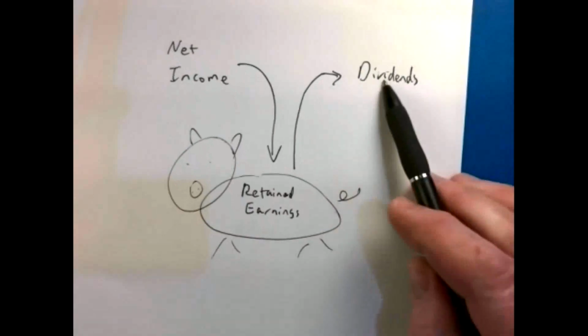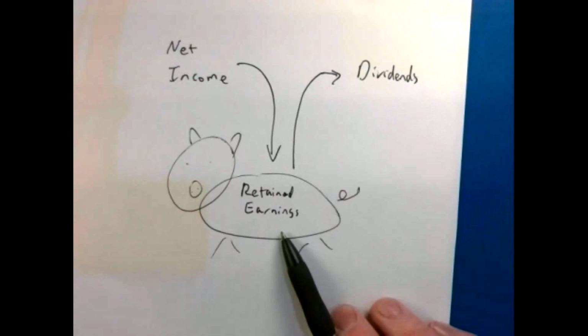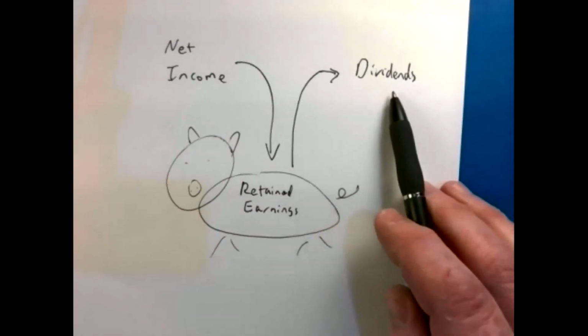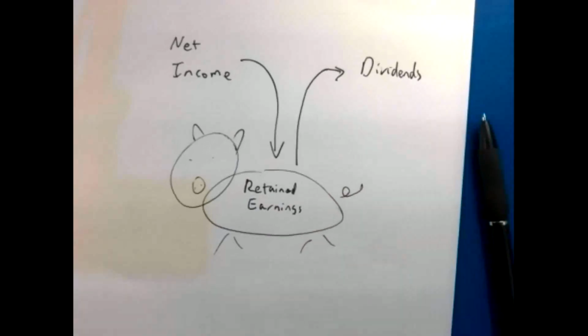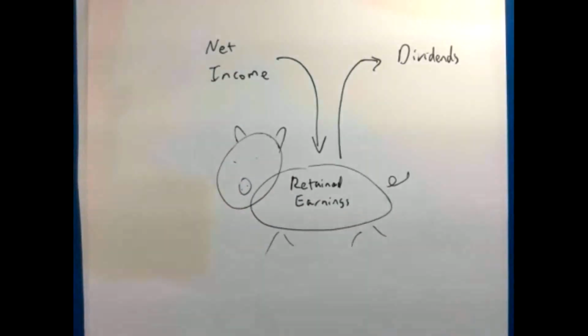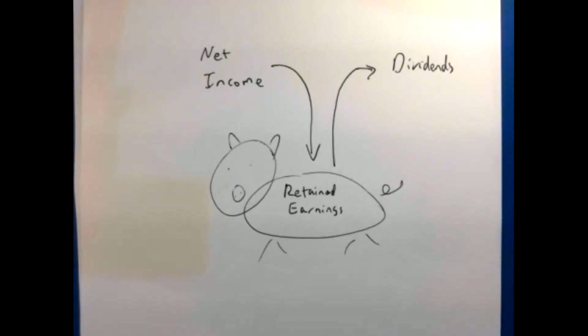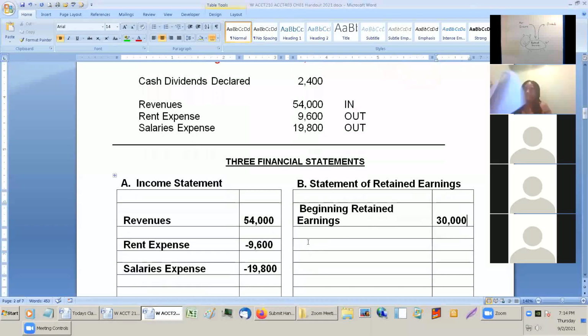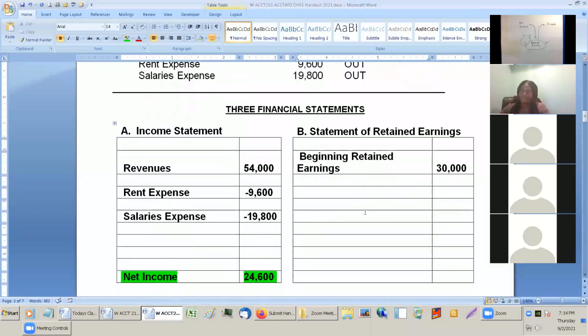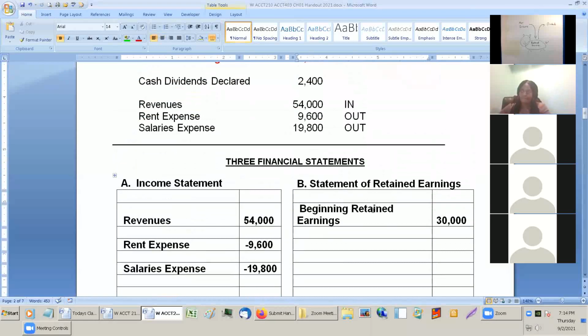Now, notice, if there's nothing in the piggy bank, the owners can't take out any dividends. You can't take anything out of it. So it's like a piggy bank in that whatever's in there they can take out, but only if there is something in there. Okay, so let's see here. Share screen. Okay, so we are going to add in our income into the piggy bank.